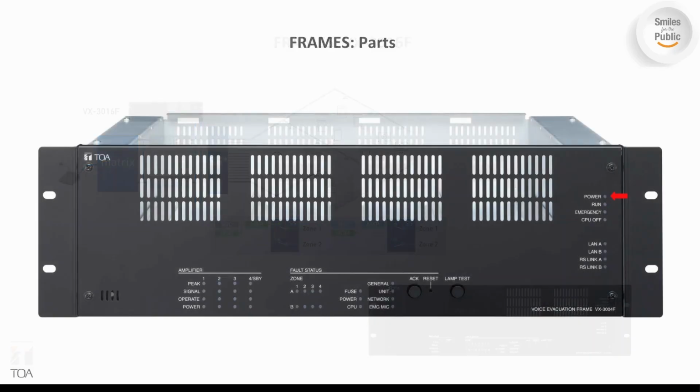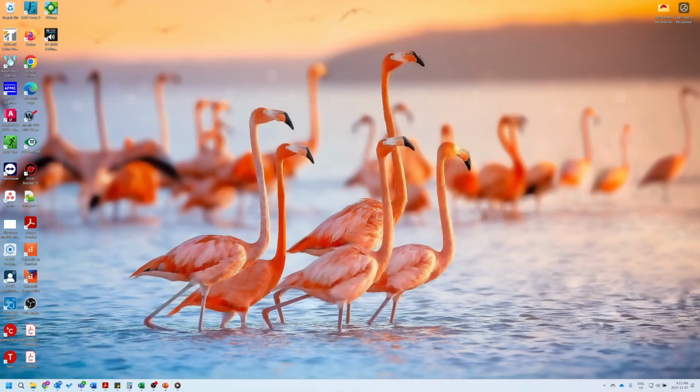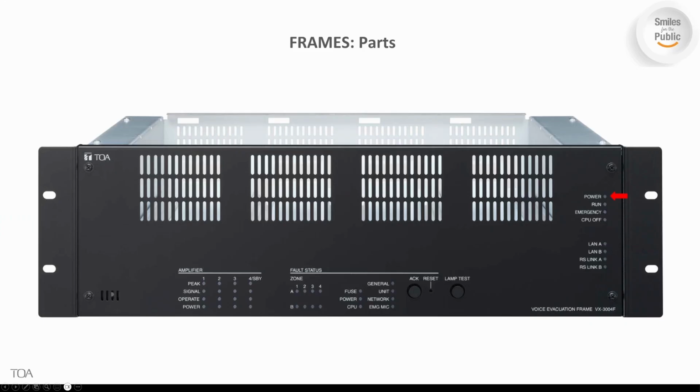Now that we have a brief overview of the frames, let's go over the individual parts. Let's start with the front panel. The power LED provides the power status of the frame. It is solid green when the power is applied and flashes when in standby mode. The run indicator LED provides feedback on the running state of the frame. It flashes green when the frame CPU is processing and turns off in case of a CPU failure.